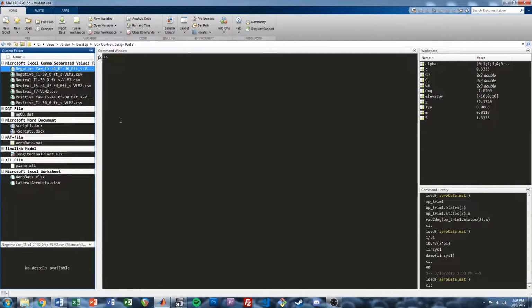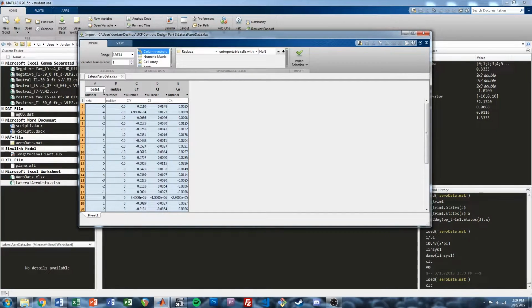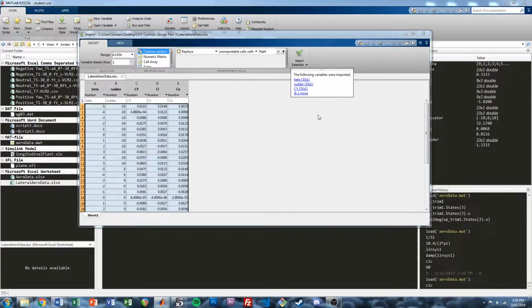No, we don't want to do that. What am I talking about? We want to import the lateral aero data. Okay, and I'm just going to rename this beta, rudder, CY, CL, CN, import selected.